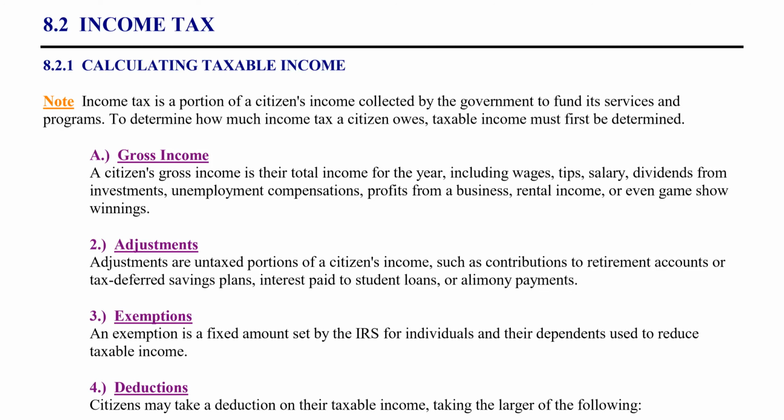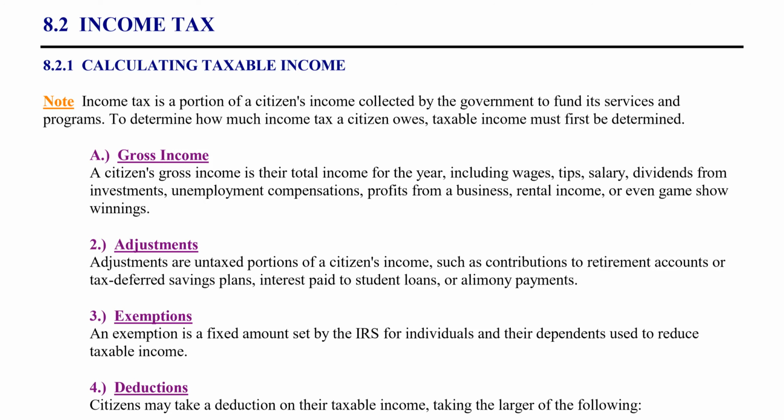Before we can determine how much income tax we owe, we have to figure out what portion of our income is taxable. So, income tax is a portion of a citizen's income collected by the government to fund its services and programs. To determine how much income tax a citizen owes, first we have to figure out taxable income. Now, our taxes are used for good purposes, such as maintaining the roads that we drive on, or even taking care of our state and national parks.